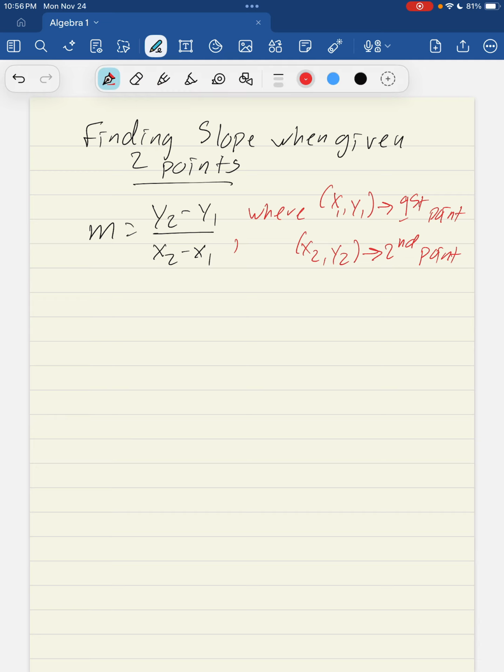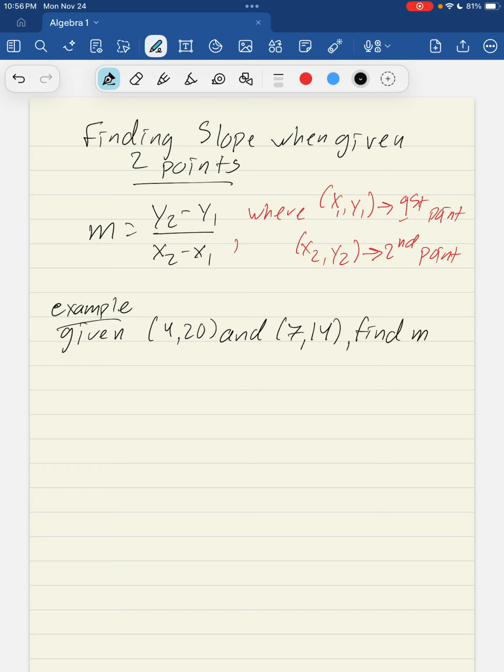So let's do an example. If we're given a little problem, this is my example. Given 2 points, 4 and 20, and 7 and 14. Find the slope. Okay, remember, m is our slope. So all we do is we are going to use that formula. Slope equals y2 minus y1 over x2 minus x1.